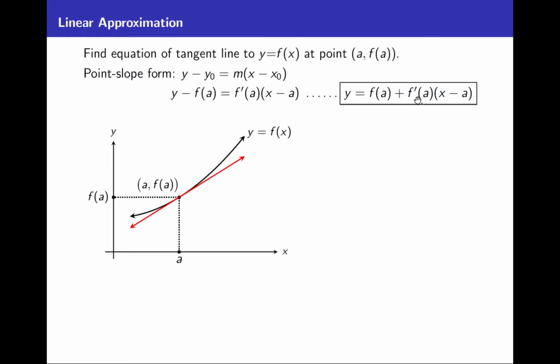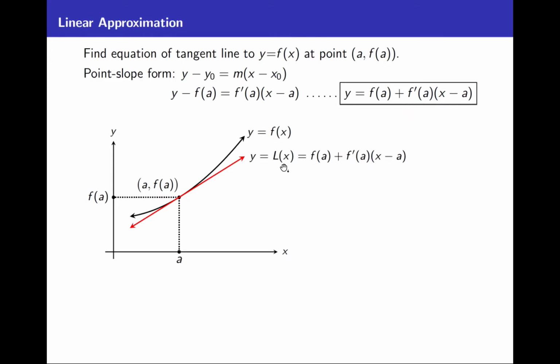You could distribute that f prime of a into the parentheses and collect like terms and get this into the form of y equals mx plus b. But we're going to leave it in this form for convenience. Note that f of a, f prime of a, and a in this equation, they are all constants depending on f and a, and x is the only variable. So this is definitely a linear function.